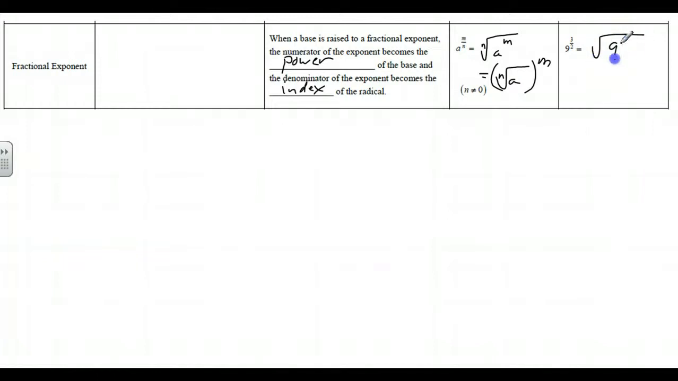So this is the square root of 9 cubed, which is 3 cubed, or 27, as opposed to having to do the square root of 729, which is also 27. And that is it for fractional exponents and the last law of the exponent table. And we'll work on variable bases in the next lesson.